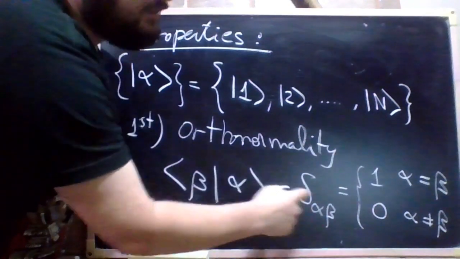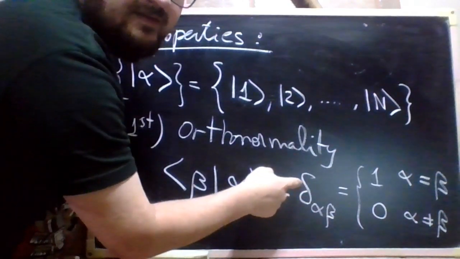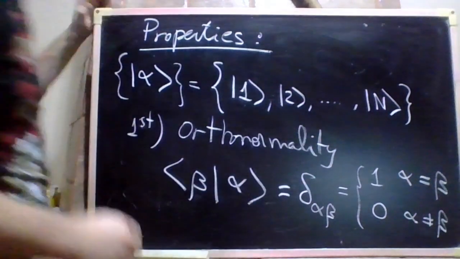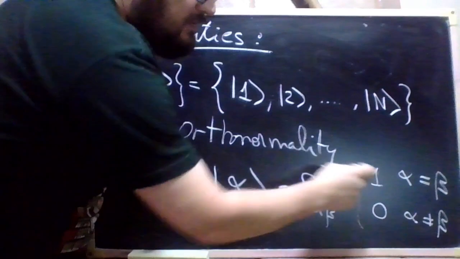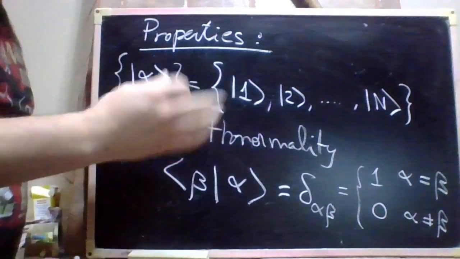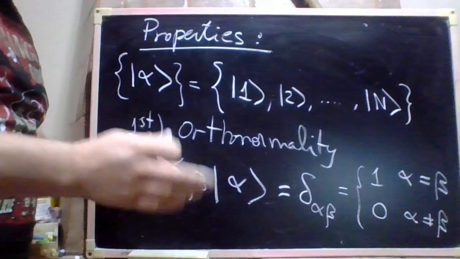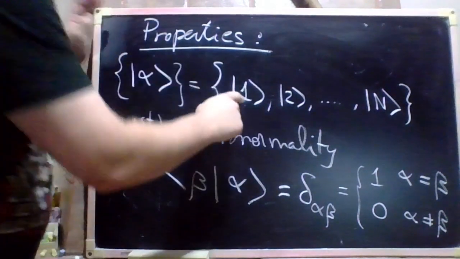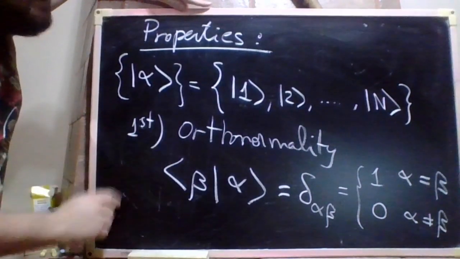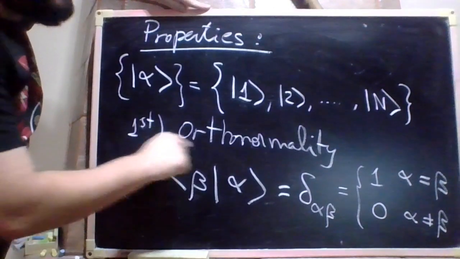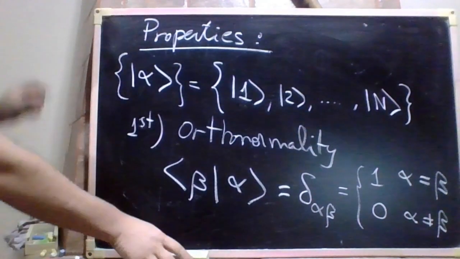This is encoded by this mathematical symbol. It's a delta of alpha and beta. And this is the Kronecker delta. So the basis is orthogonal and more, orthonormal, because you can eventually set the size of the basis vectors to unity. This means that each basis vector has a size of one, but each of these vectors is orthogonal to any other ones. So in a Hilbert space, the first important property we need is the orthonormality of the basis vectors. Okay, this is the first property, a very relevant property.